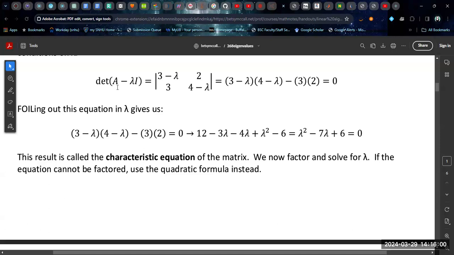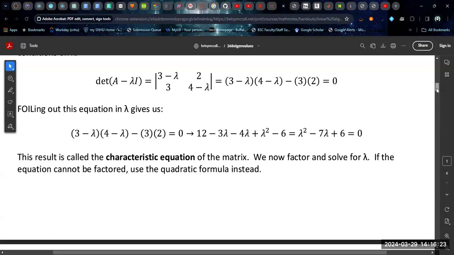So if you choose to subtract lambda I minus A, all your signs will be different in this expression, but it will have the same solution because you can just flip the signs to make lambda squared positive, which if you're going to factor, you would want to have done.